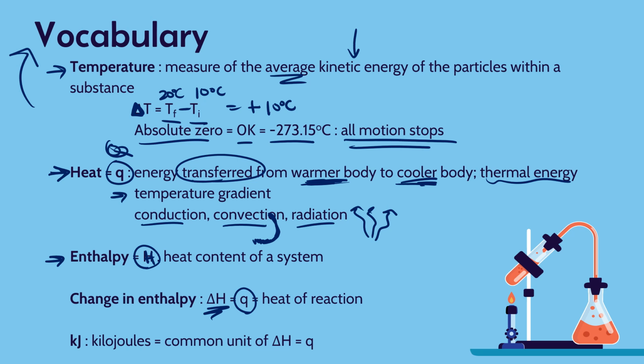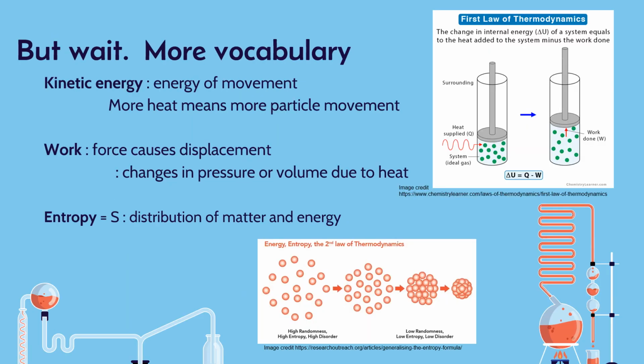How do we measure our changes in enthalpy, our heat, that energy that is transferred from a warm body to a cooler body? Kilojoules is our most common unit of energy in the metric system. For delta H, for Q, kilojoules. And again, that idea of kinetic energy is the energy of movement.